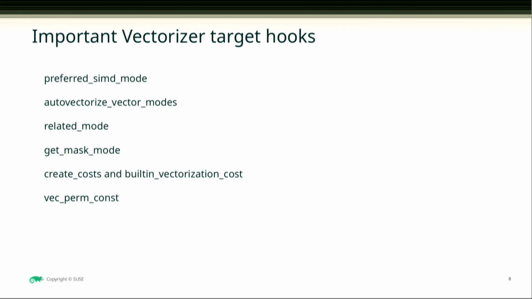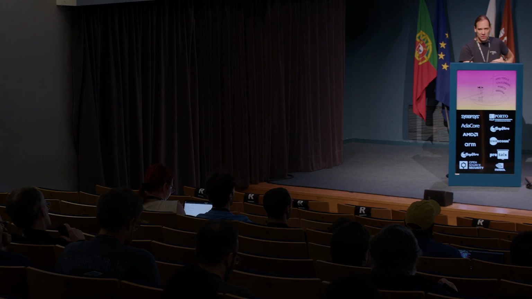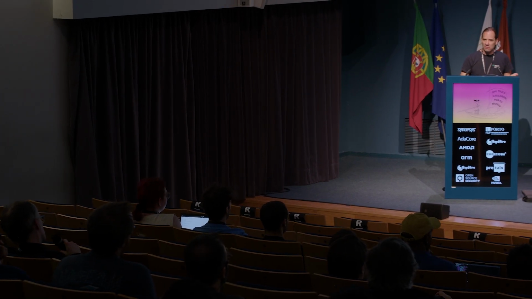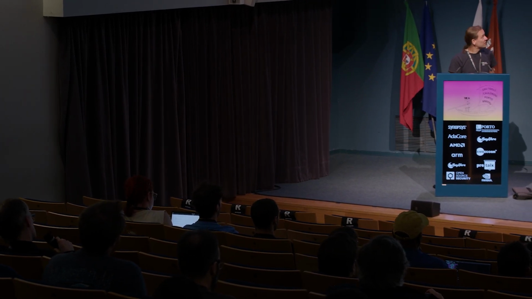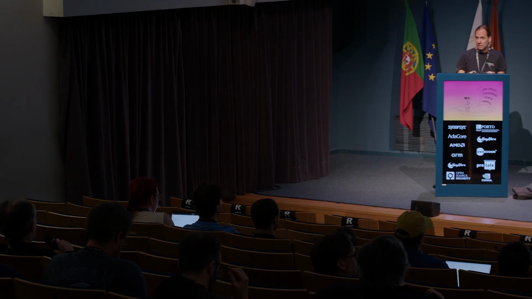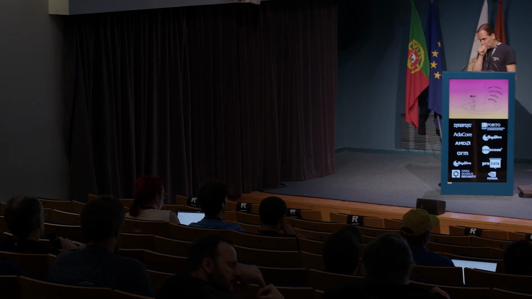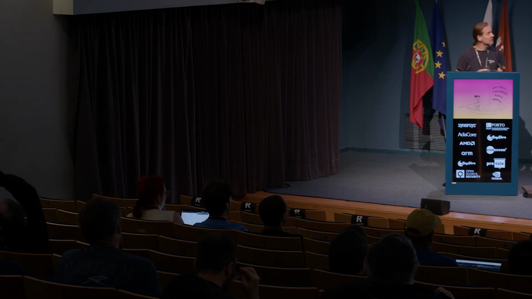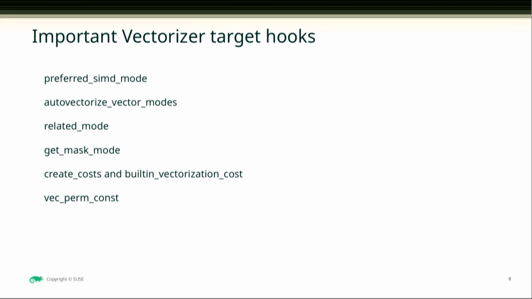If you have a floating point mode, you can get an integer mode of the same size, or not? Yeah, so if your preferred SIMD mode for the loop is a 2-element DF mode, and the hook asks you for an integer mode with 4 elements, then you return the appropriate thing. It can be a different number of elements. So it's not really about floating point versus integer.